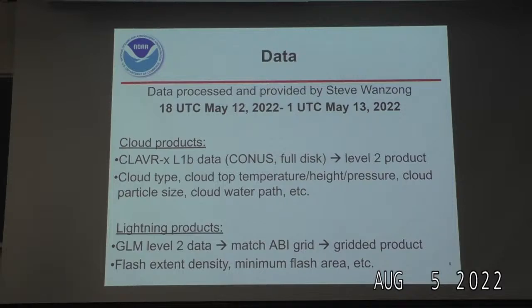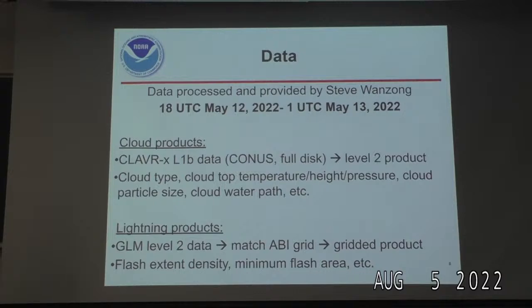For the cloud product data, we originally have CloudRx level 1 data, which we had in both CONUS and full disk. Those are just the different ranges of the spans that we had. And we used the level 2 products, which are cloud type, cloud mask, cloud optical depth, cloud top temperature, cloud top pressure and height. Those were some of the primary cloud products that we looked at.